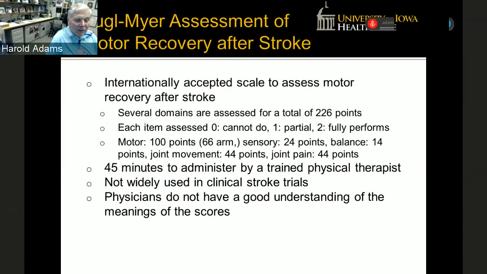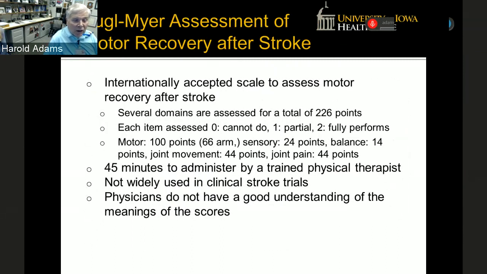Now, one of them is the Pupil score. This has been used by physical therapists. If you look at it, there's a score of 226 points, with each item rated from 1 to 2. If you go through there, you can see how many things have to be checked. It takes 45 minutes to do this assessment.